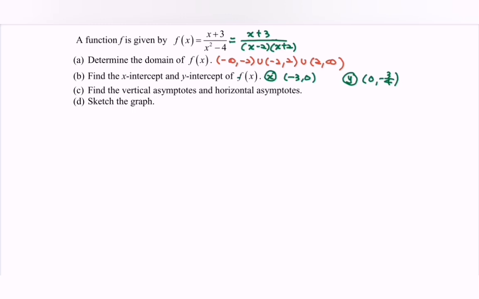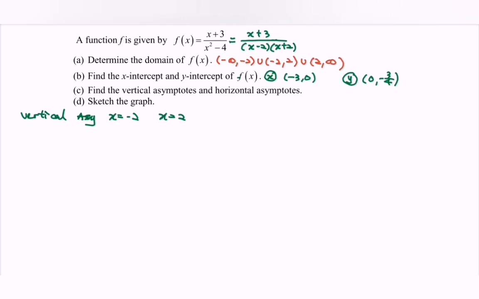Next is to find C. Find the vertical asymptote and the horizontal asymptote, and the behavior of the asymptote. By referring to the domain, notice that x equals negative 2 and x equals 2 are vertical asymptotes. So we need to determine the behavior. So here we have the vertical asymptotes x equals negative 2 and x equals 2.